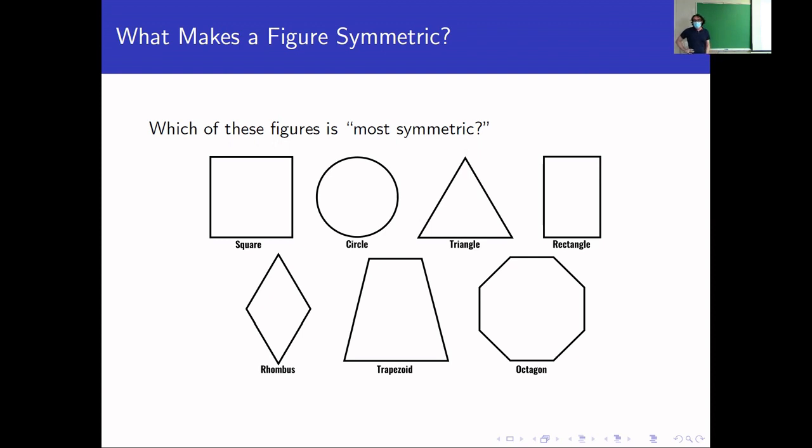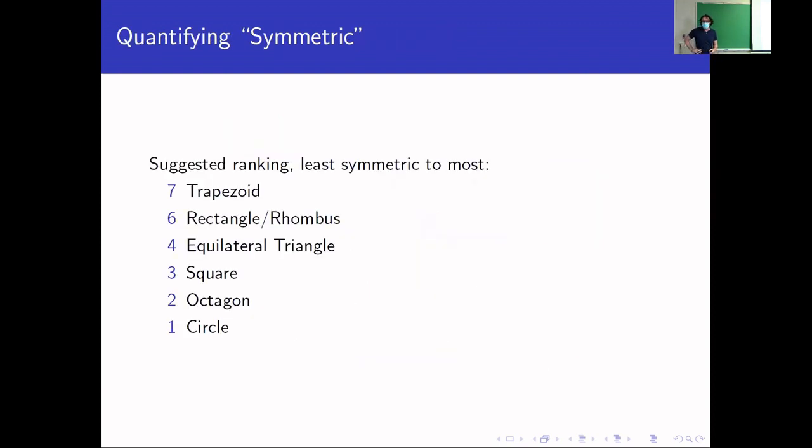Okay, so I've got my own ranking over here, least symmetric to most symmetric. My ranking would have been the trapezoid is the least symmetric, the rectangle and rhombus are tied. That triangle, which was actually an equilateral triangle, was next, followed by the square, the octagon, and then the circle. Number 5. We're tied. There is no 5. 5 and 6 is together. So if there's a tie for second and third place, then you both get third place. You both lose. So they're tied for 6th place.